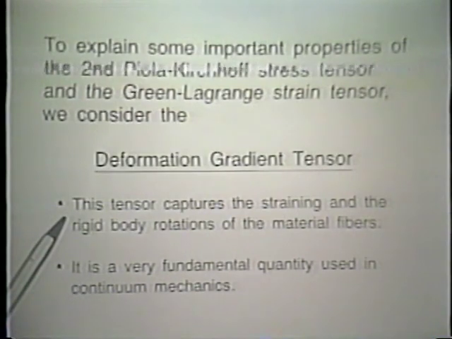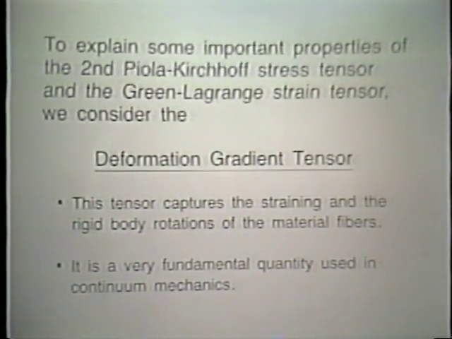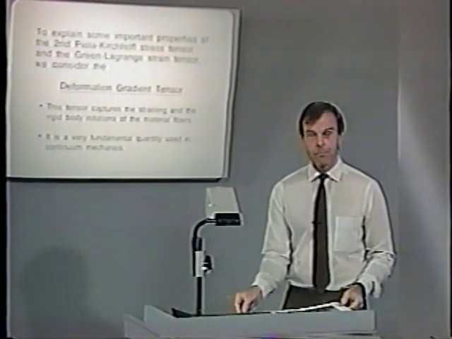To explain some of these properties, we want to introduce the deformation gradient tensor. The deformation gradient tensor is actually something very, very basic in continuum mechanics. And so let us spend a little bit of time on this tensor to get also a bit of a physical feel for what it means, what it stands for, and what we can do with it. The tensor captures the straining of the body and the rotation of the body. And as I mentioned, it is really a very fundamental quantity used in continuum mechanics.